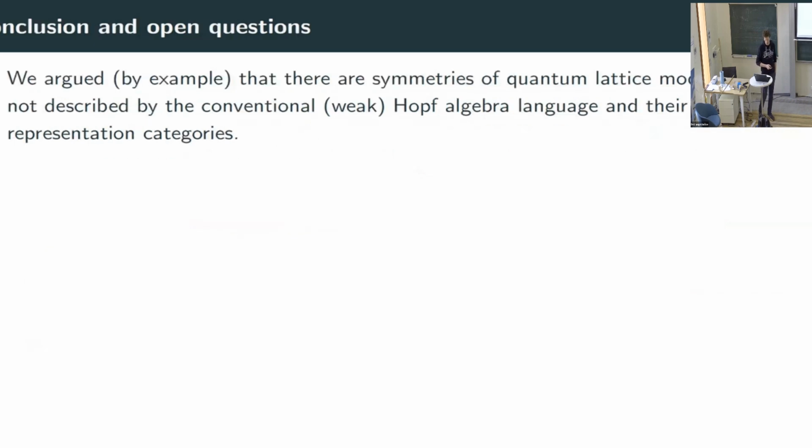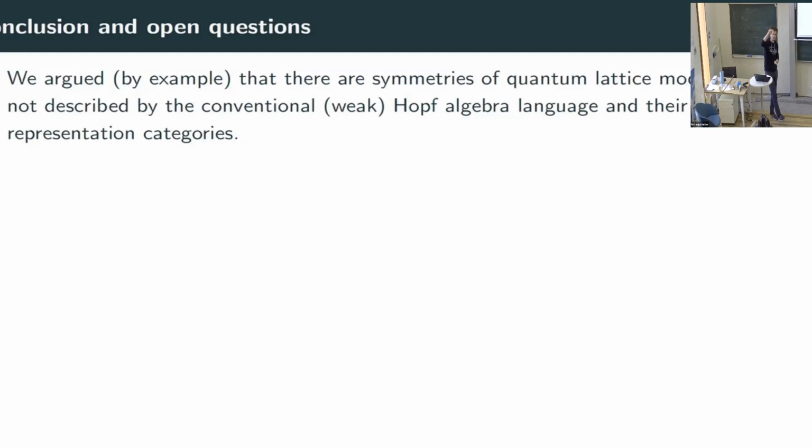So to summarize, I argued by example that there are symmetries of quantum lattice models that are not described by the previously thought most general description in terms of weak Hopf algebras and their representation categories. The intuitive reason for this is that if you require your symmetries to come from some higher dimensional topological field theory, you're thinking of these symmetries as coming from the topological lines in this TQFT. These topological lines have a lot of nice properties, but they also have properties that don't matter if you're just looking at a 1+1D model.